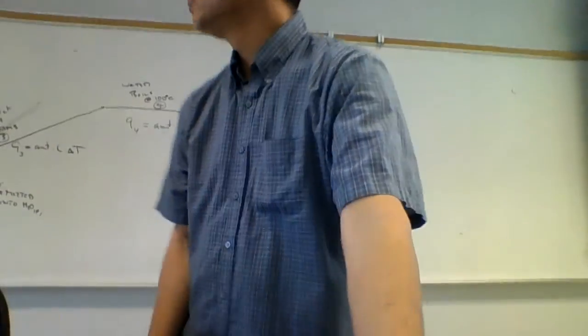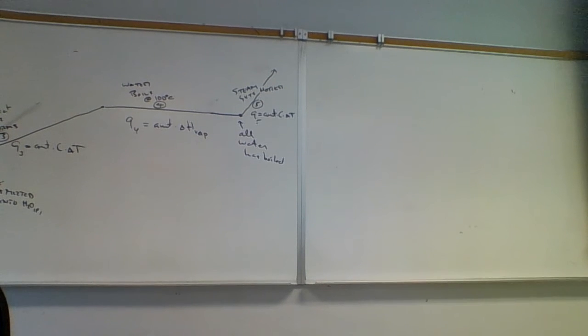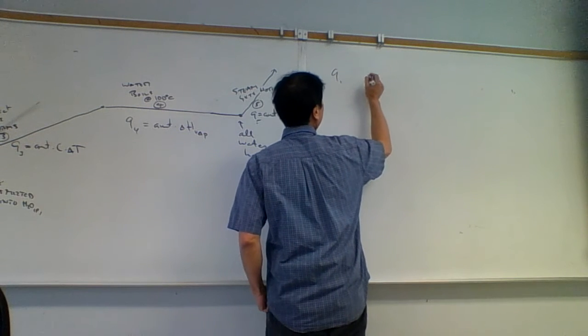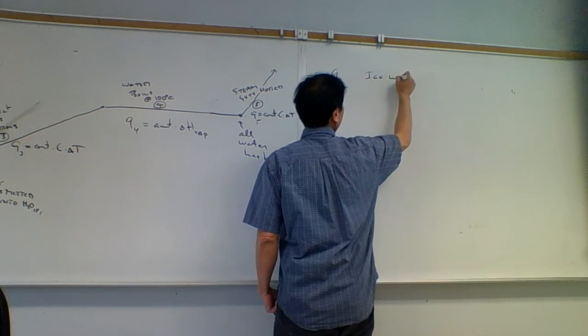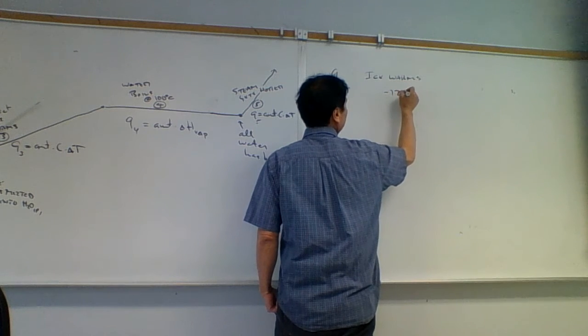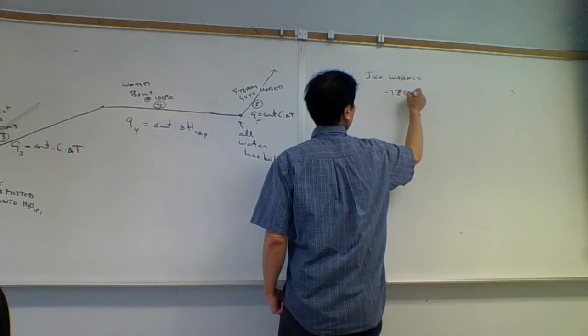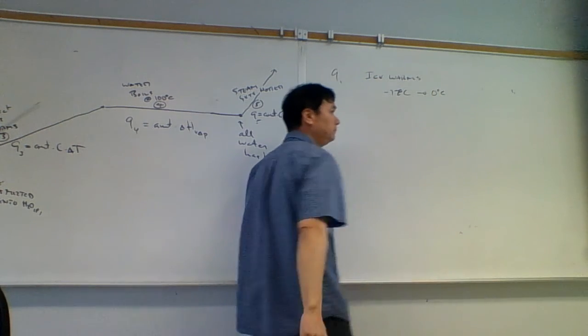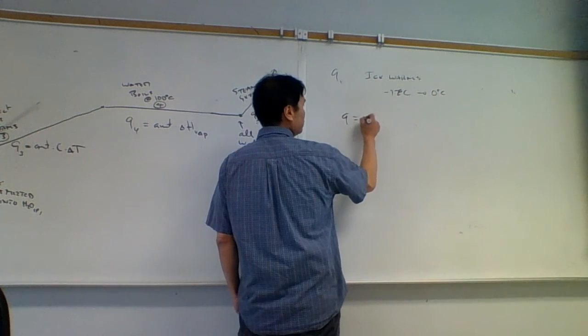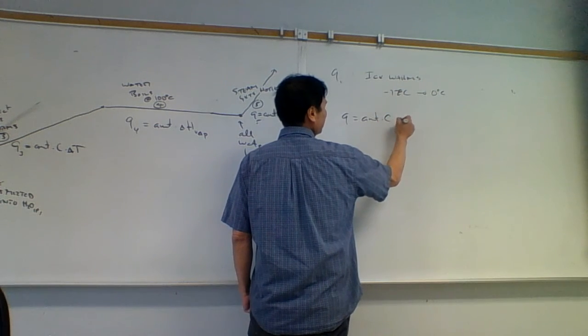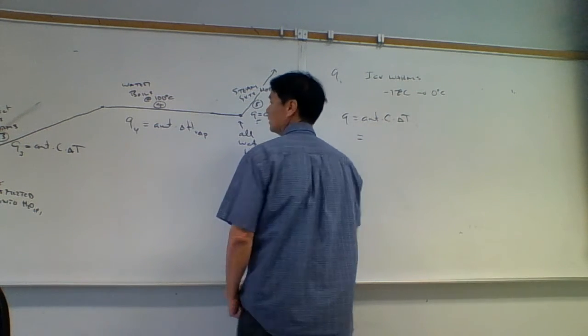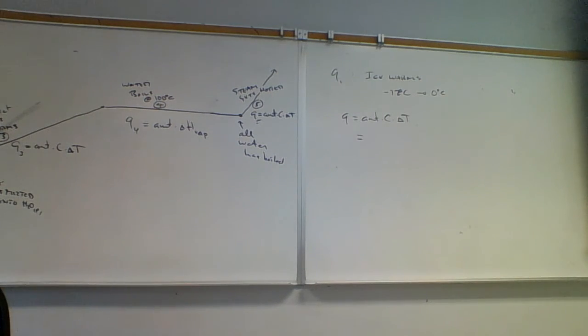All right, so let's do Q1, which would be ice warms. Okay, so ice warms is objects. So let's go back to the other table here. Ice warms to 0 degrees C. So Q1, ice warms. So we're going to go from minus 12 degrees C to 0 degrees C. All right, so it's an object warming. Q is equal to the amount times C times delta T. So the amount is, I didn't write it down, I think grams of ice. 19.6.